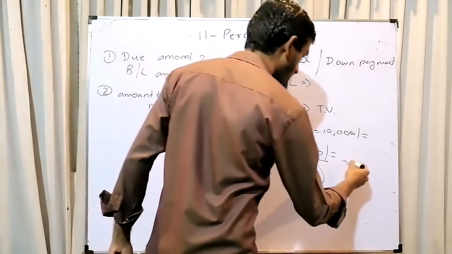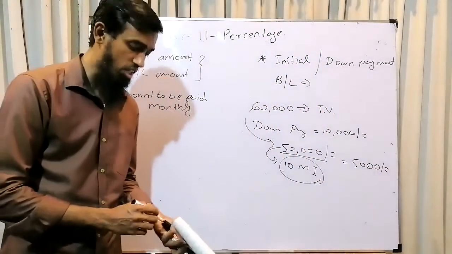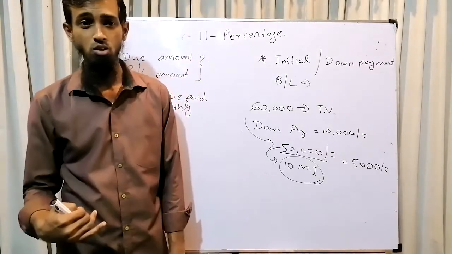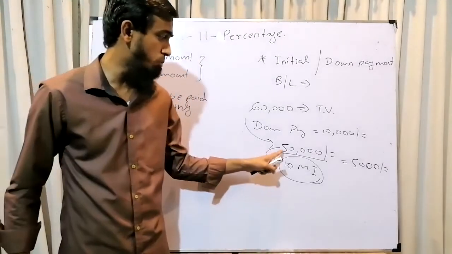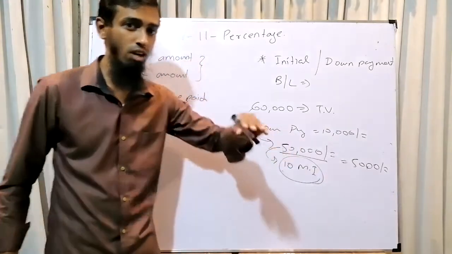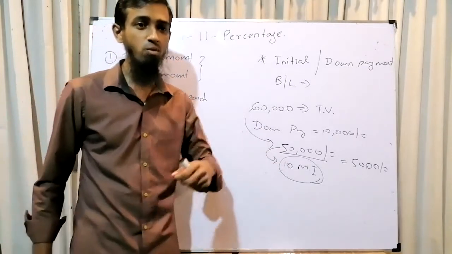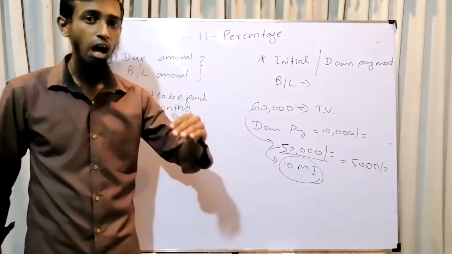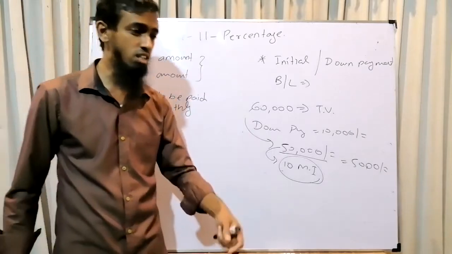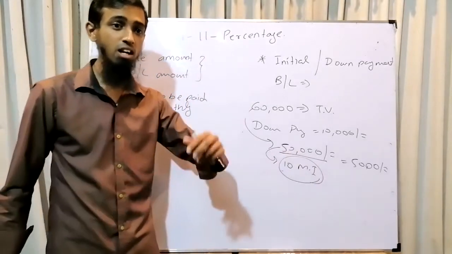So 50,000 divided by 10 is 5,000. So 5,000 is the amount we are going to pay each and every month. In other words, this 5,000 is the reducing amount. So we need to pay 50,000. In the first month, we pay 5,000, so our due amount reduces to 45,000. Then in the second month, we pay another 5,000, so our due amount is reduced to 40,000. Likewise, each and every month we pay a constant amount of 5,000, which reduces the balance.